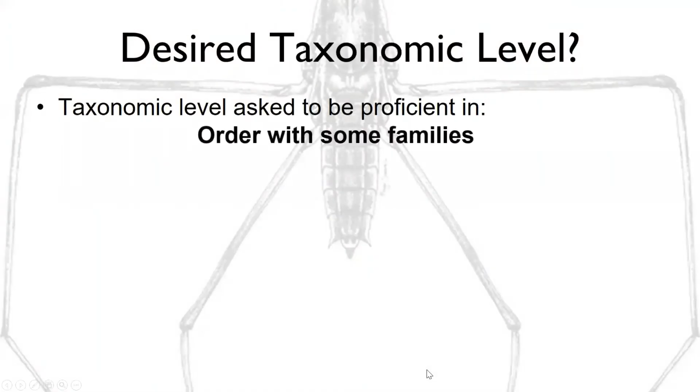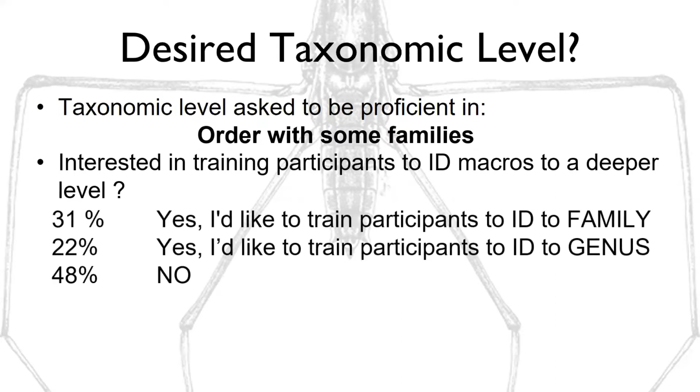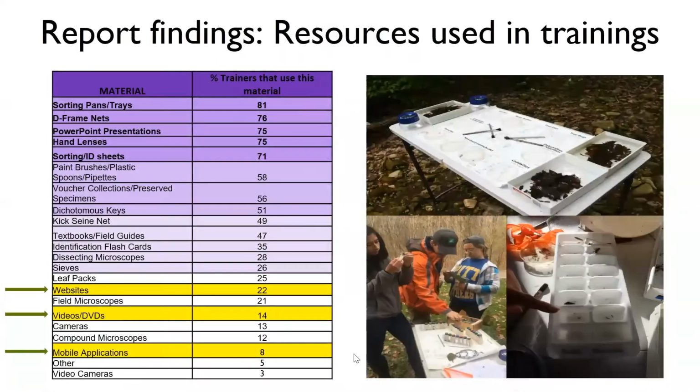Briefly, what were some of those findings? As for the desired level of ID, most asked their trainees and volunteers to ID to the level of order with some families. And then when asked, would you like to train volunteers at a deeper level taxonomically and have them ID at that level, this is where we got a mixed response, with half stating they were comfortable with where they're at, and the other half wishing to go at least to family, if not deeper to genus. With these results, you'll see this site is very helpful to family level, and on the site, all insect specimens are identified at least to the genus level.